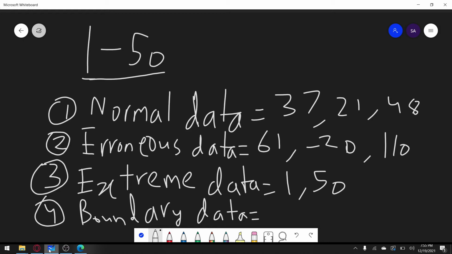So let's say the boundary data for the value of 0 is minus 1 and 0. In this case, minus 1 would be rejected and 0 would be accepted. It's basically used to check where the largest and smallest values occur. If in this case we use 1 and 50, 1 would be accepted while 0 would not be accepted.